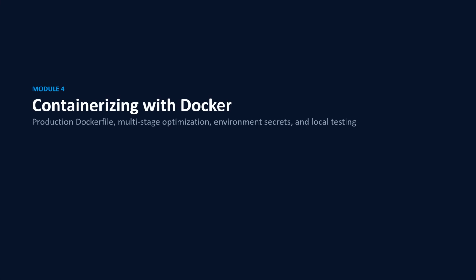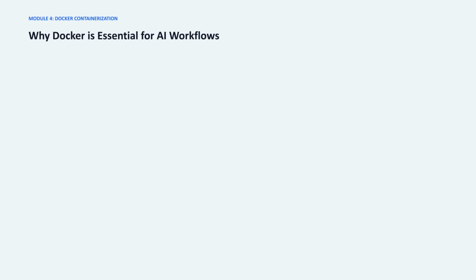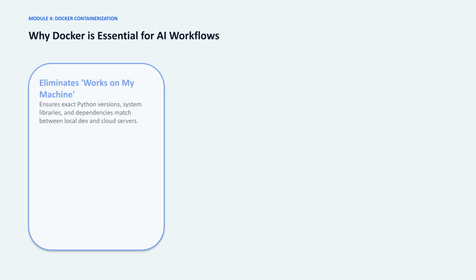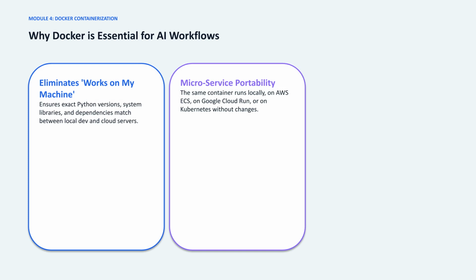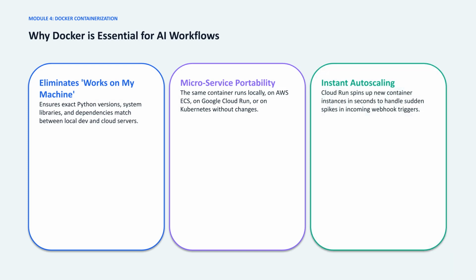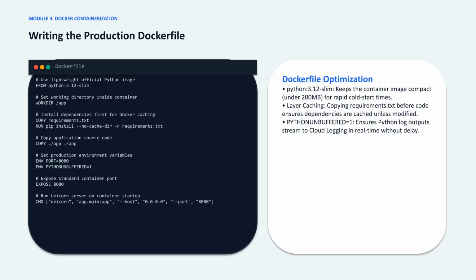In Module 4, we move on to containerizing our application with Docker. We will explore how to write efficient Docker files, optimize builds for production, and manage secrets in a containerized environment. Docker is essential for AI workflows. It eliminates environment inconsistencies, ensures portability across various cloud platforms, and provides the scalability required to handle bursts of incoming webhooks in production. Now let's write our Production Dockerfile.